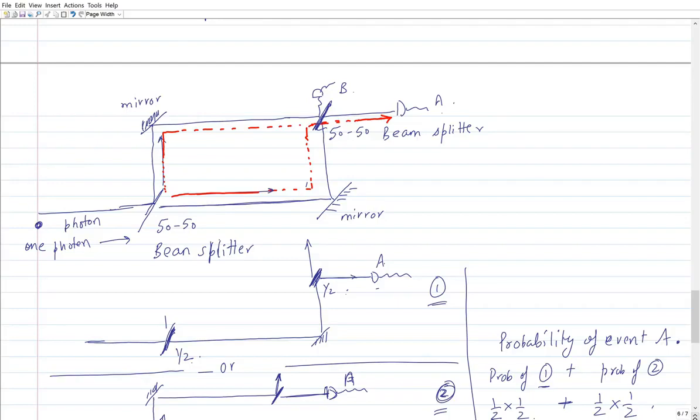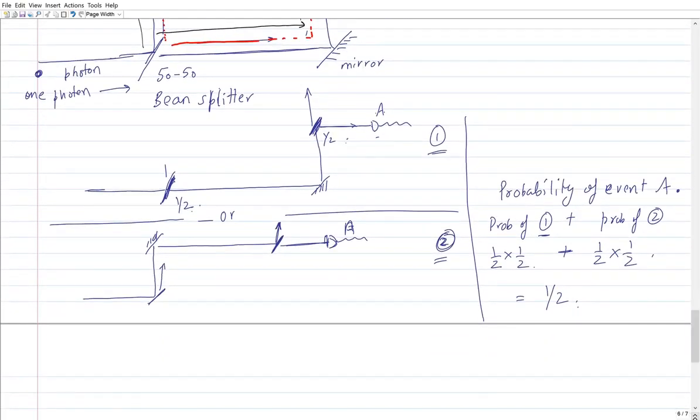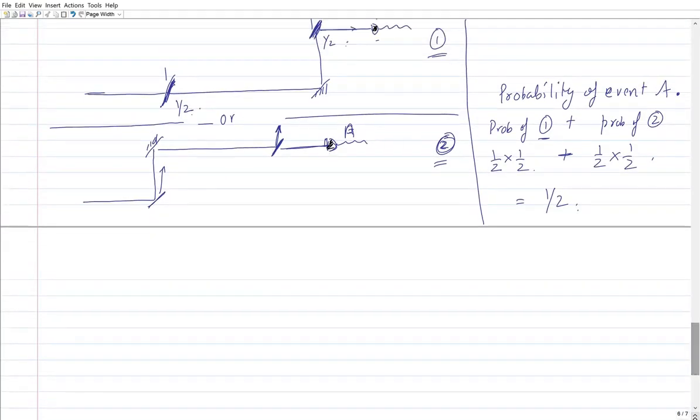So the probability of B is going to be this path the photon takes. So that's going to be, again, I'm going to get the probability. Since either the photon is detected at A or B, if the probability I get for event A, the detector A to be clicked, is half, then the probability of detector B being clicked is also half. So I hope everyone is happy so far.